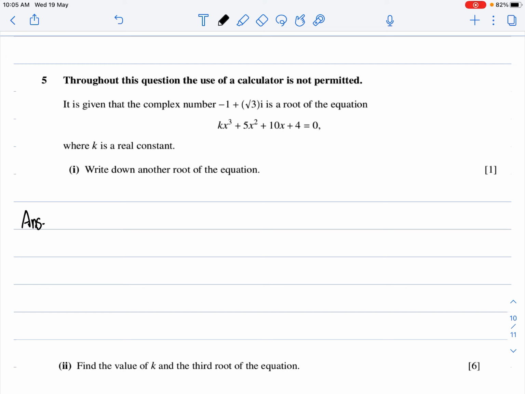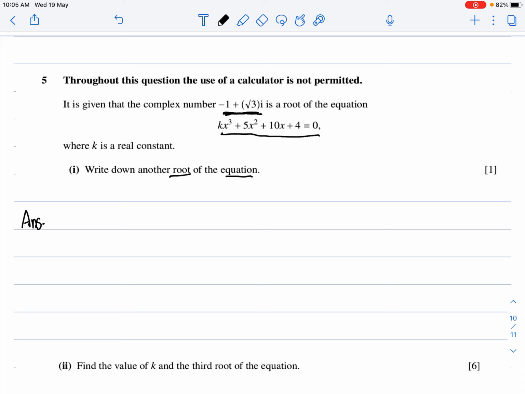This is the fifth question of the paper. As you can see, it is given that a complex number has root minus 1 plus root 3i. They have given us a function also here, basically a root of the equation. We need to write the other root of this equation.